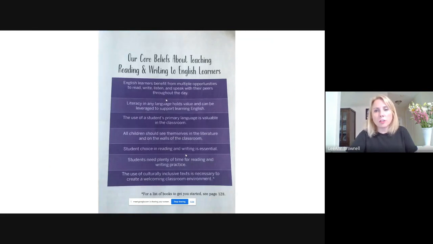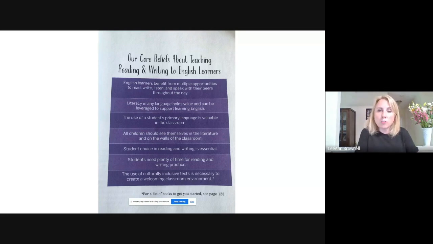I took this page out of the book because it highlights some of the main beliefs that we have when working with EAL students, specifically focusing on reading and writing. These students need multiple opportunities to practice their reading and writing, and to be exposed to different opportunities for listening and speaking with their peers. It's also key that we acknowledge the importance of literacy in any language, as it is probably the number one support for developing skills. And with that, it's very valuable to tap into their home language in support of learning English.